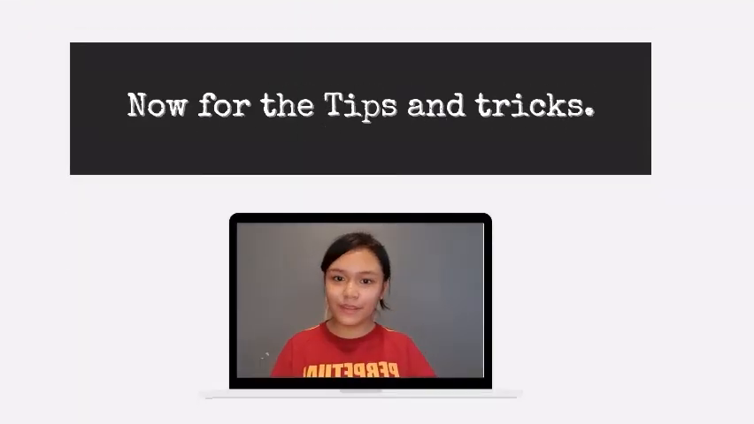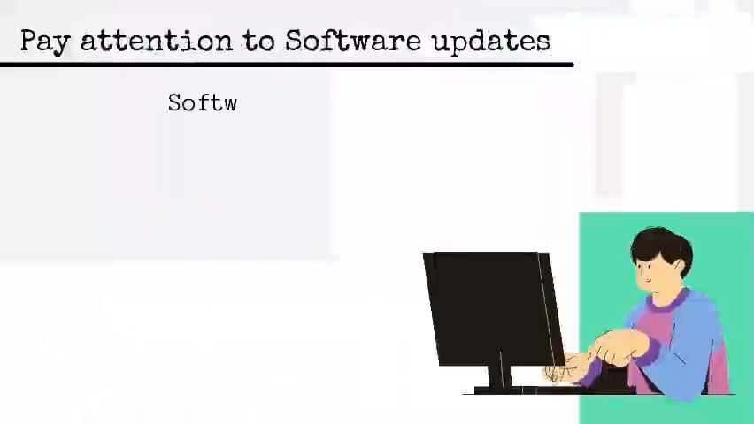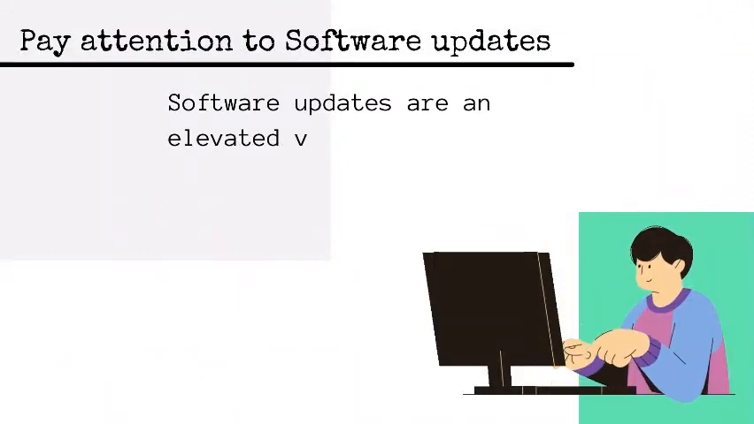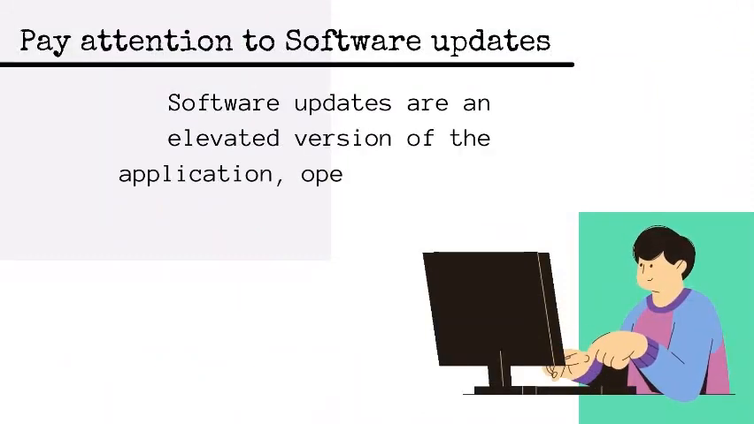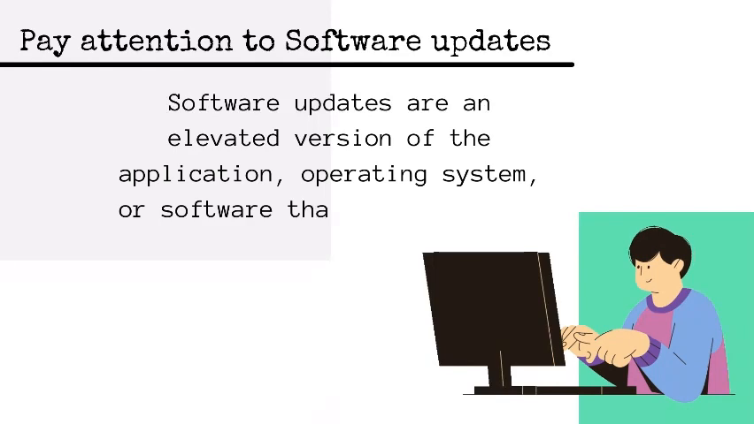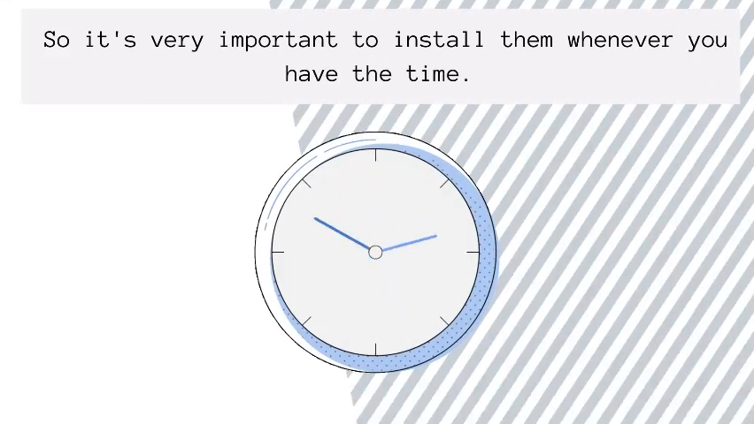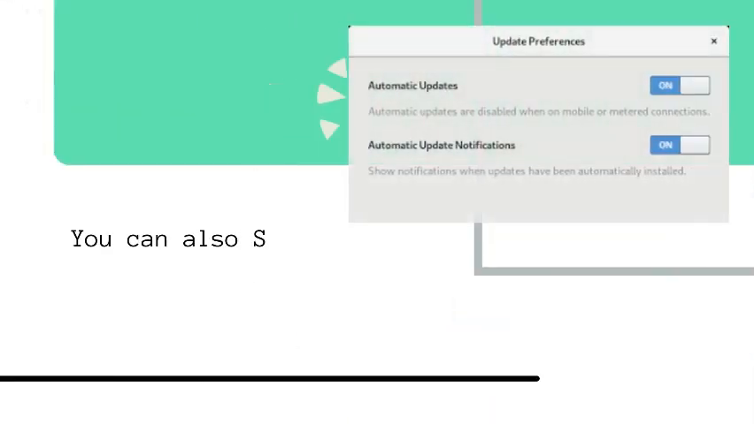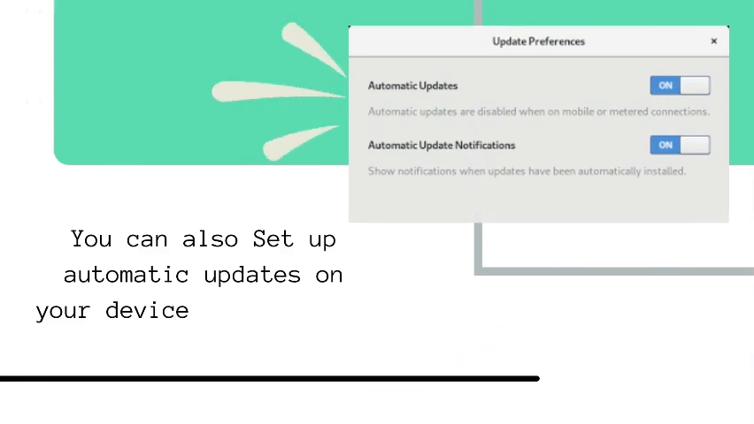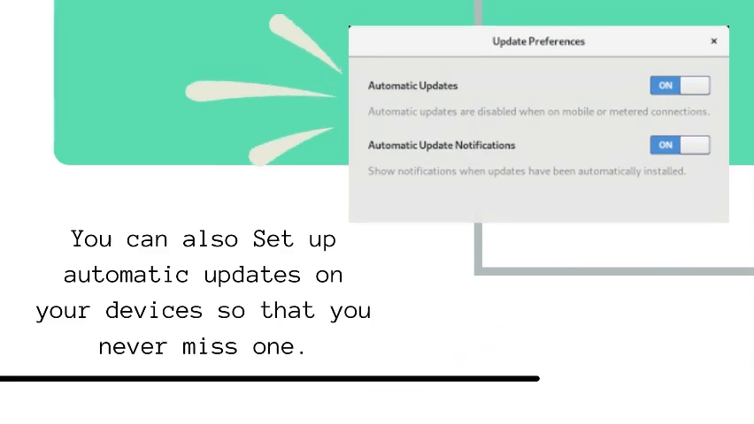And now for the tips and tricks. Computer tips. Pay attention to software updates. Software updates are an elevated version of the application, operating system, or software that you currently have. So it's very important to install them whenever you have the time. You can also set up automatic updates on your devices so that you can never miss one.